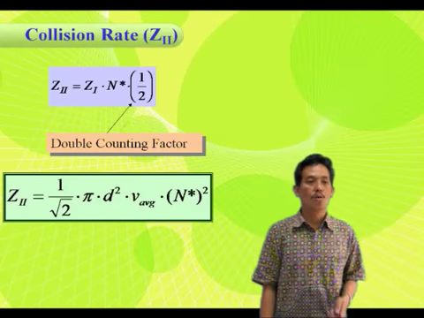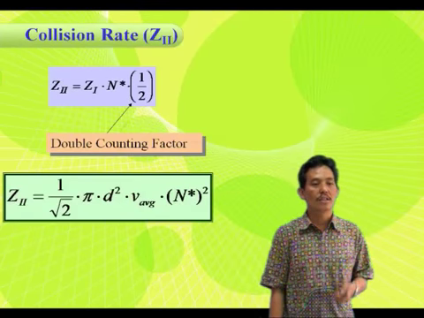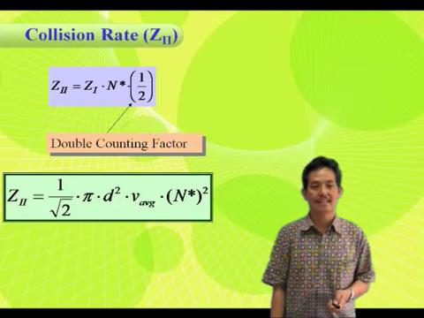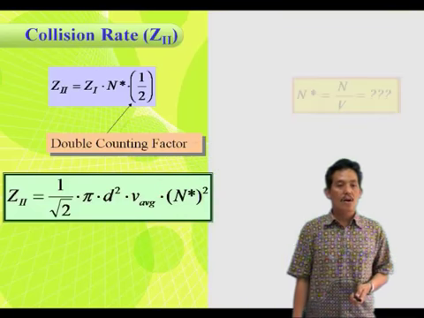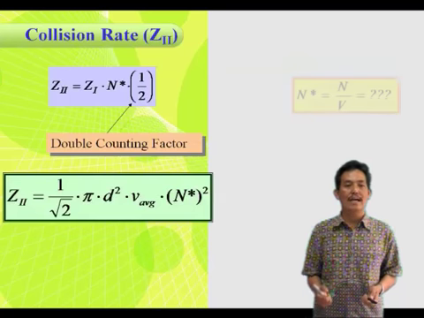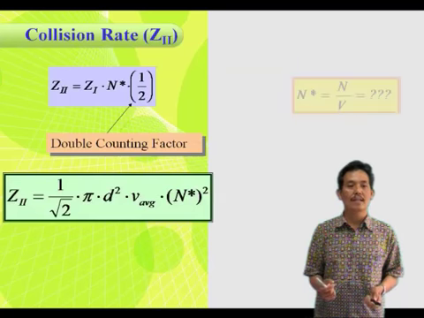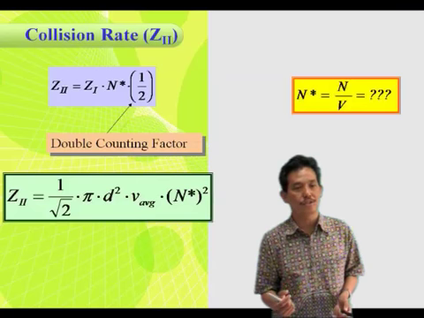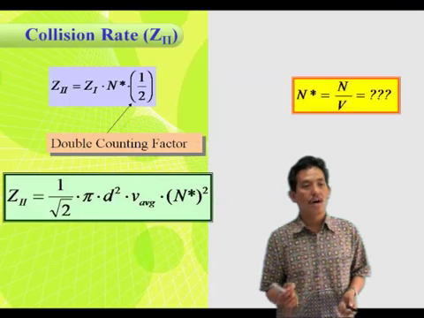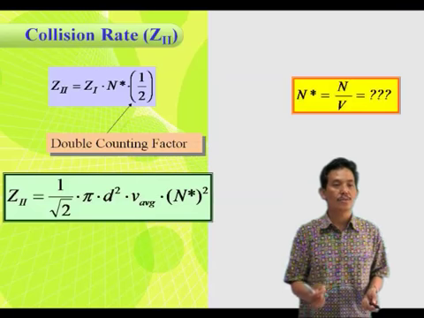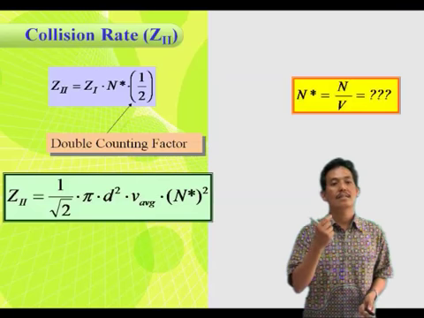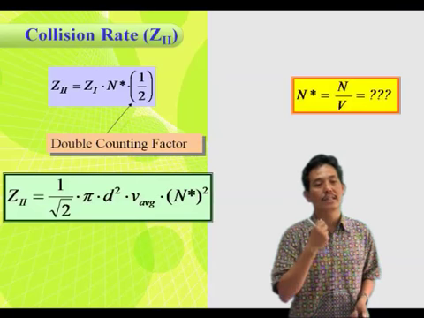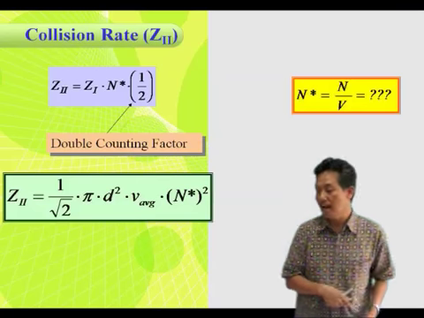Representation. Now we go to the collision rate like this. So how come we have the collision rate here represented by Z2? How come Z2 is equal to Z1 times n star, the molecular density, times a half?